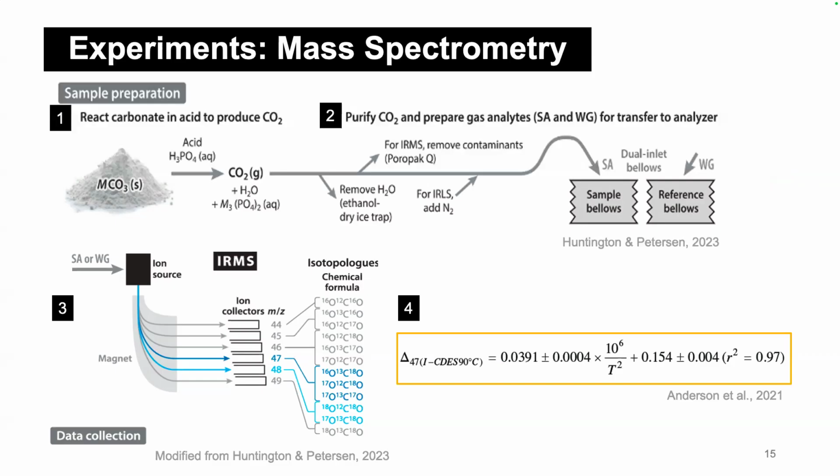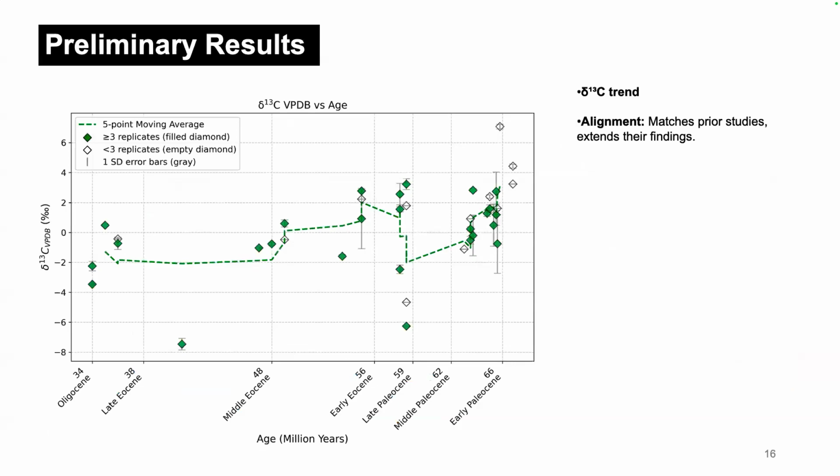The final capital delta 47 values are converted into temperatures using an empirical calibration, such as the one by Anderson et al. Advancements in the past few years have greatly improved the reliability of clumped isotope thermometry, making it an essential tool for reconstructing past climate and geological conditions.